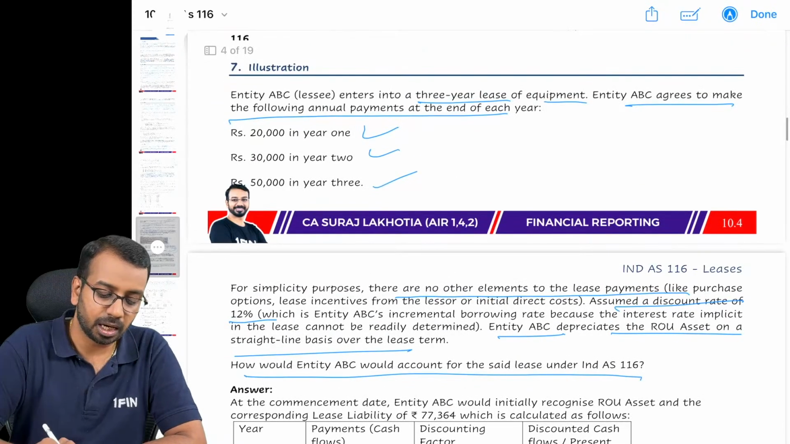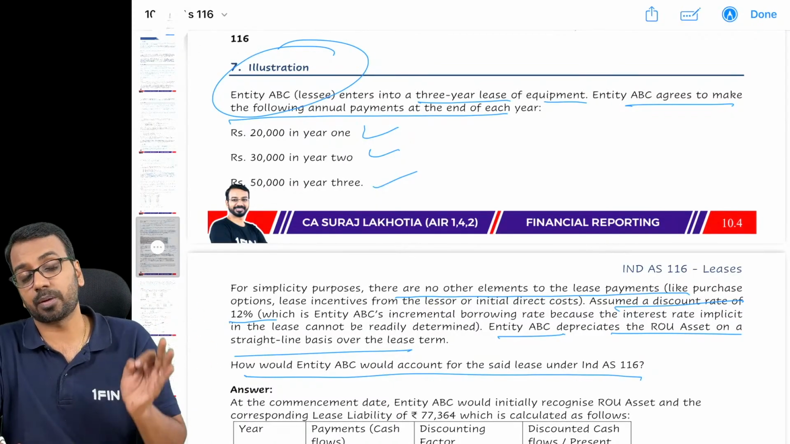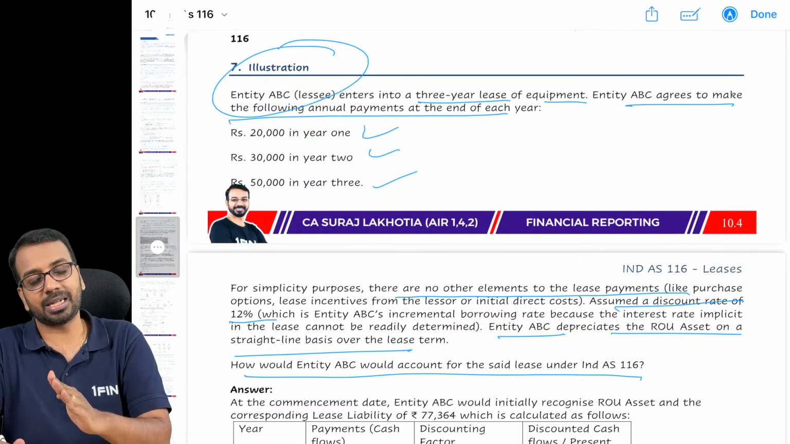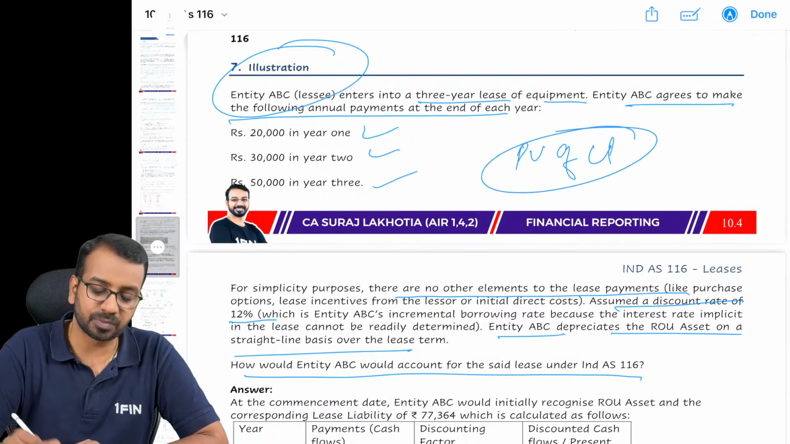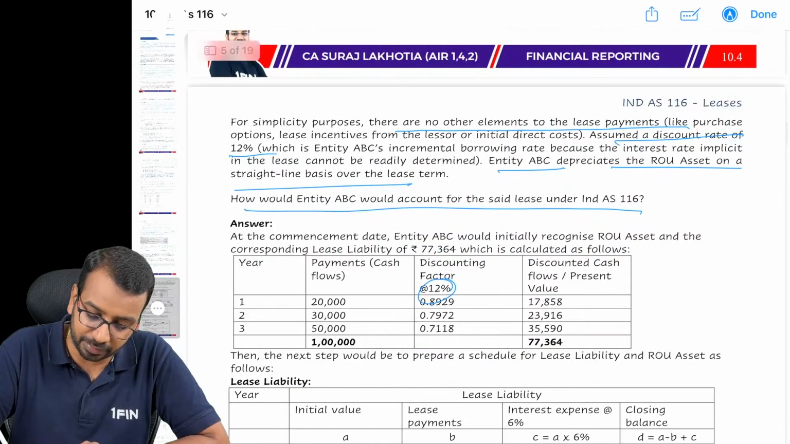So this is basically a summary of the treatment with respect to leases. Please note, as far as Ind AS 116 is concerned, now there is no distinction between operating and finance lease for lessee. So we will calculate present value of lease payments. We'll calculate present value of lease payment at 12% to arrive at the lease liability. This is the lease liability.